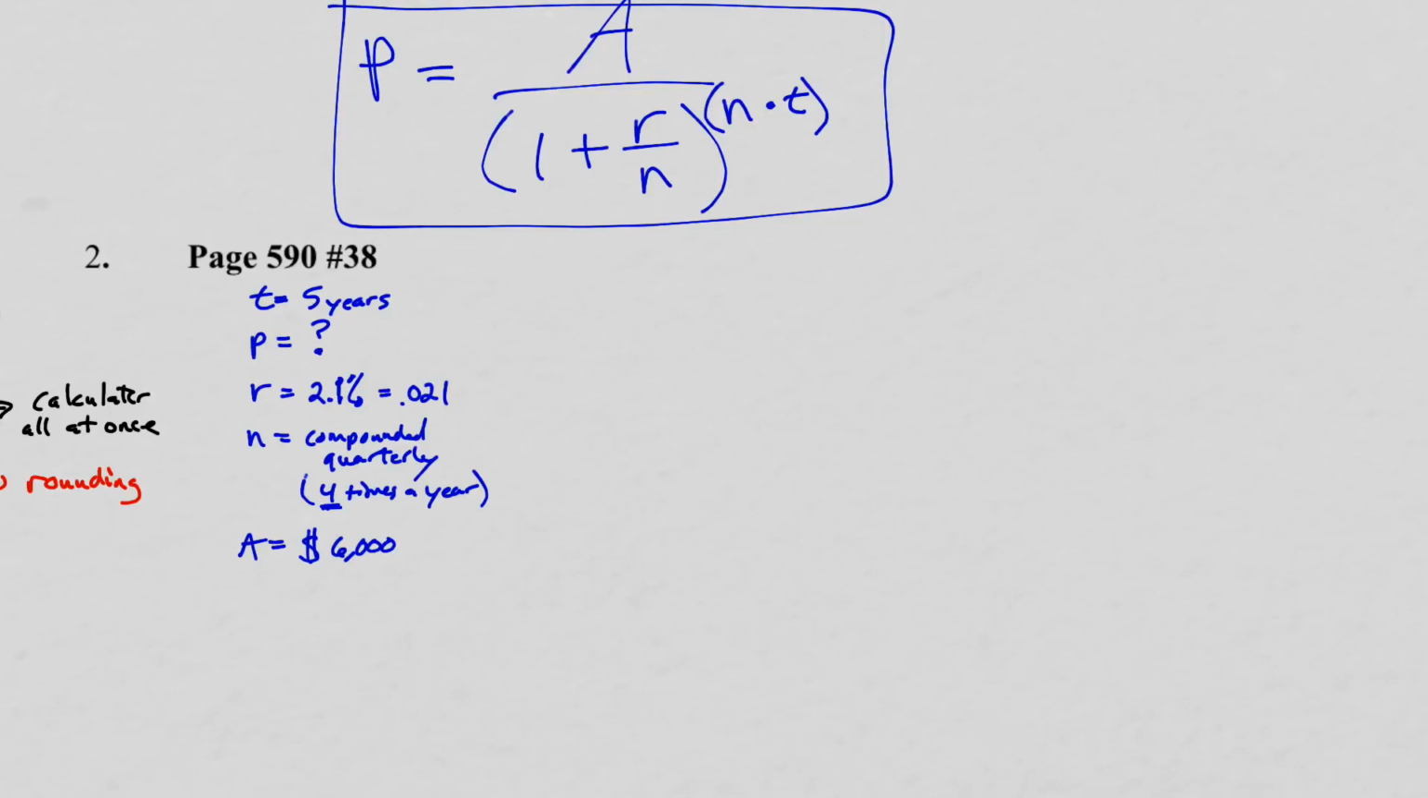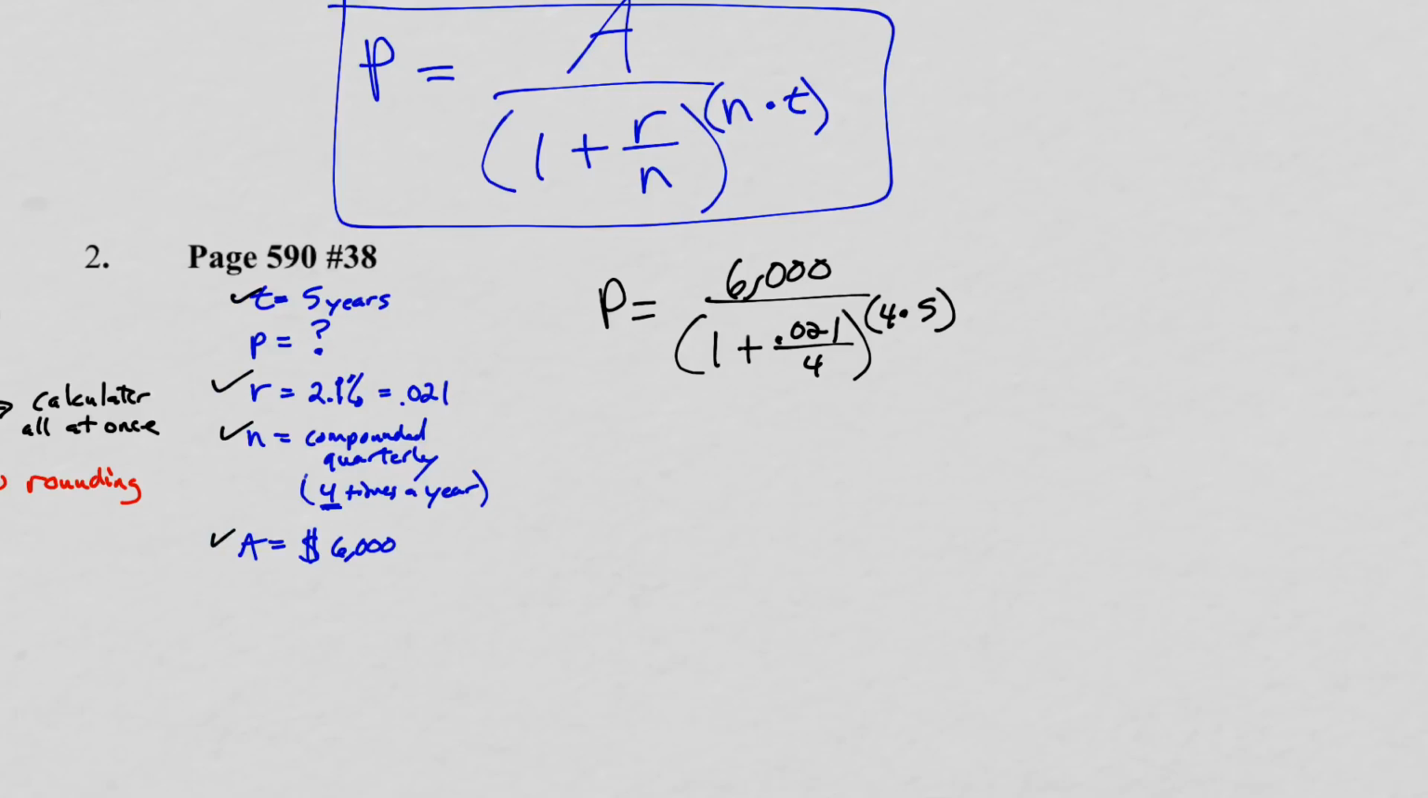So P is going to equal 6,000 over 1 plus 0.021, and we're going to divide that by 4. And 4 is going to go here for the N, and the time is 5 years. Okay, all this information I'm getting from all these spots here.